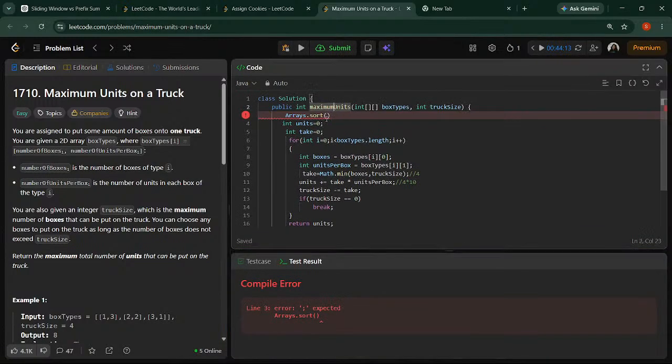Okay. Arrays dot sort box type. But it's a 2D array. I can sort it like this.